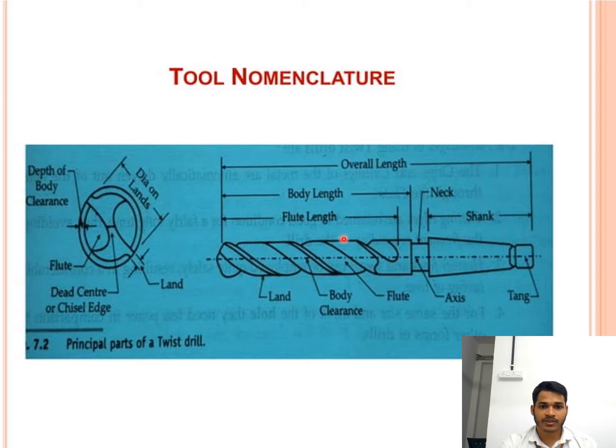So we can see here this is the flute length, and the flute is generally used to remove the chips up to the neck. From the cutting edge, it is called the body length. And this is the shank and neck, which generally provides the details of the drill bit. And this is the land and body clearance.